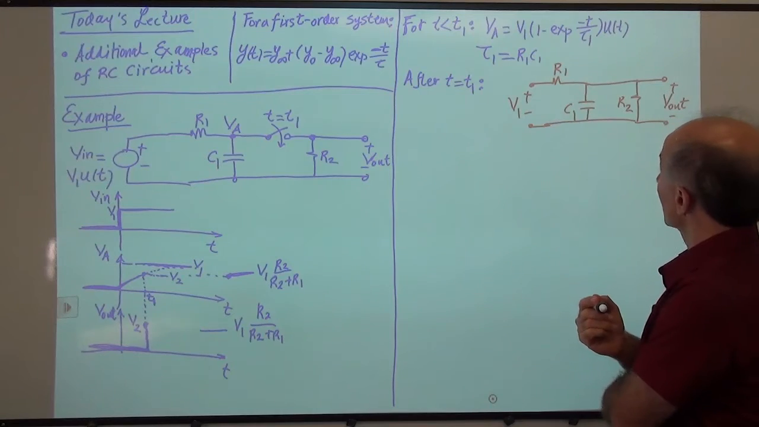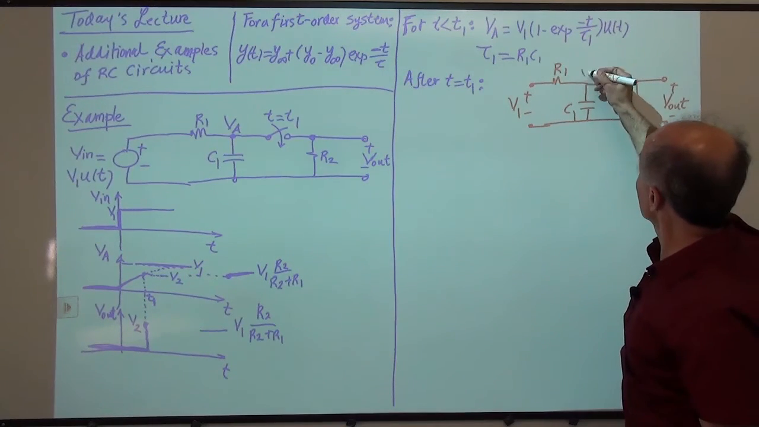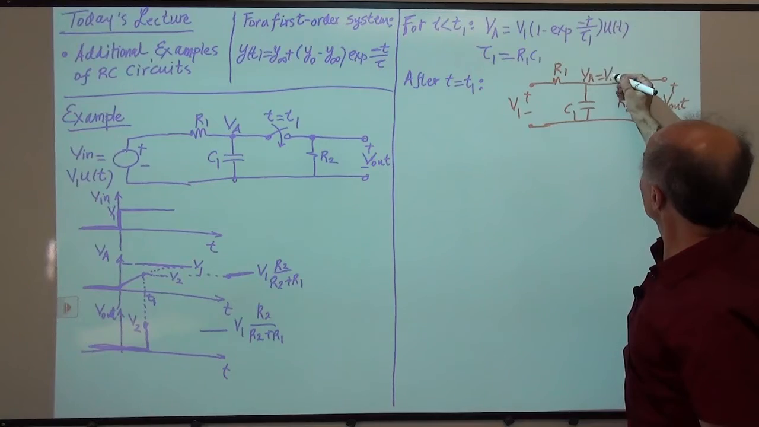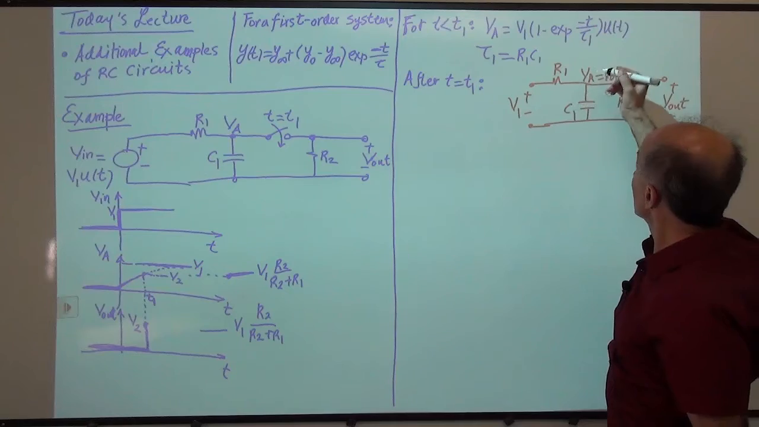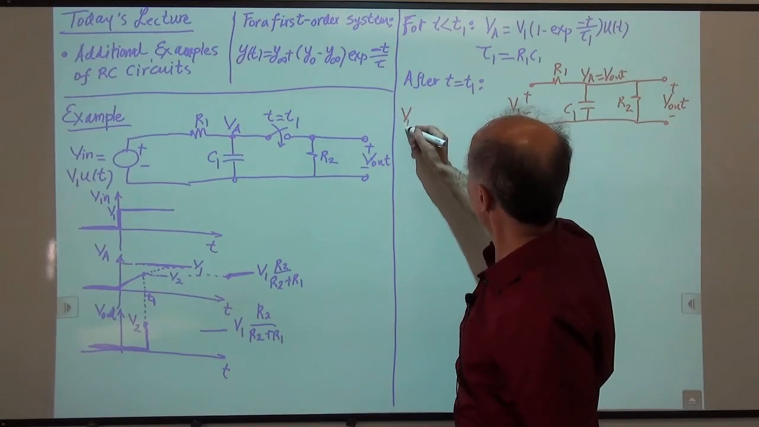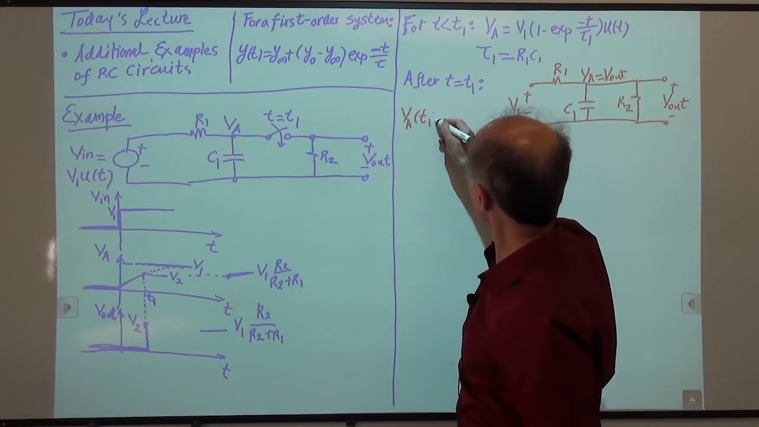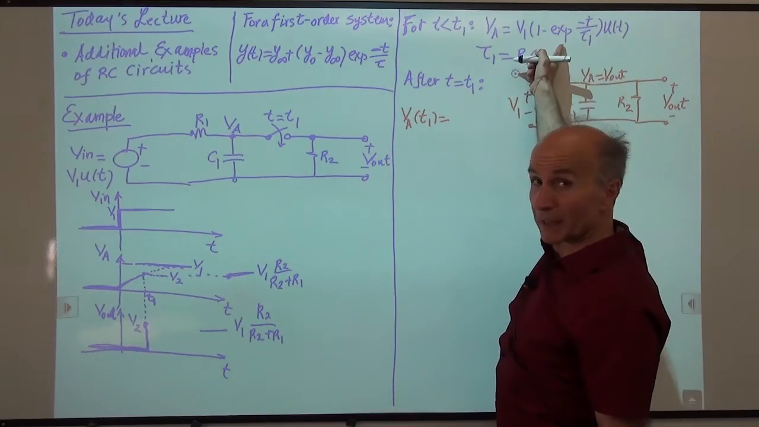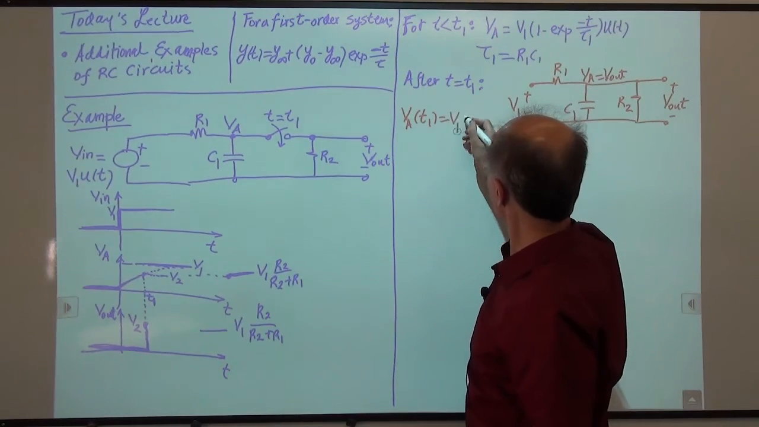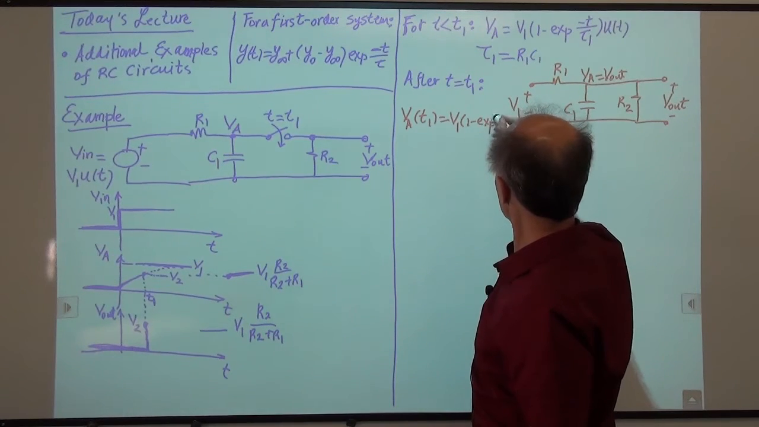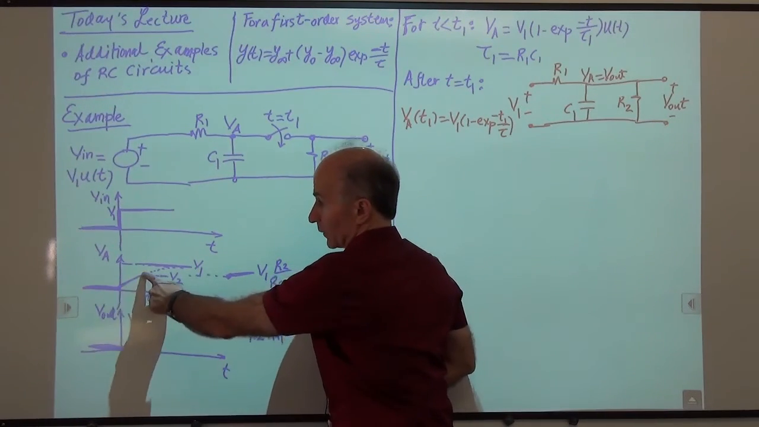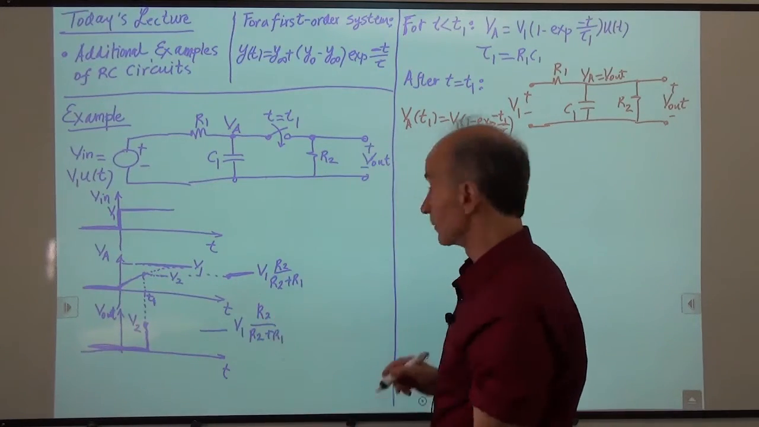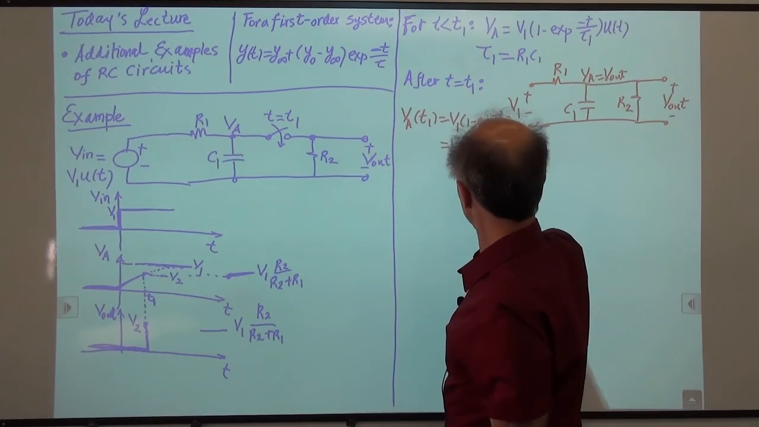All right, so let's try to find VA or V out. So VA is now equal to V out. Let's find these two at T1 when we make the switch over. So we say that VA of T1 is just that evaluated at T1, right? So we say V1 times 1 minus e to the minus T1 over tau. And that's what we call V2 here, right? We said at T1, VA has reached a value of V2. So we call this V2, okay?